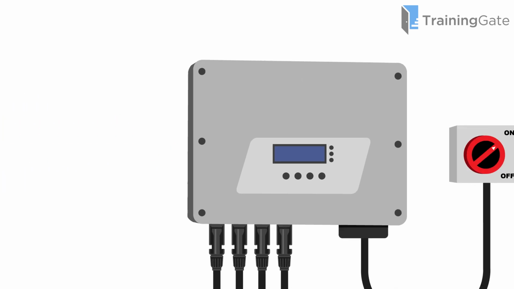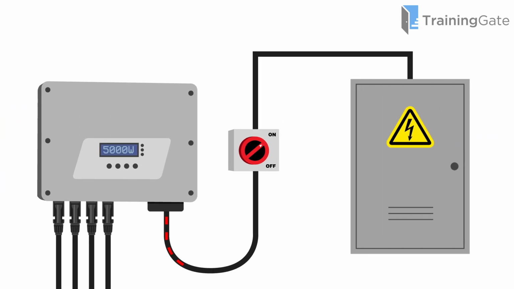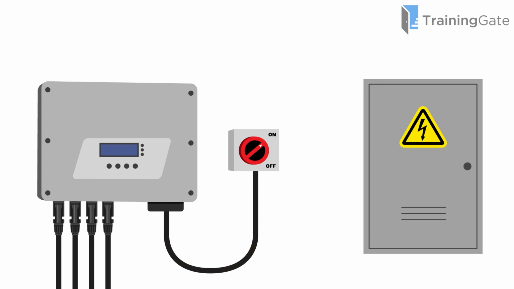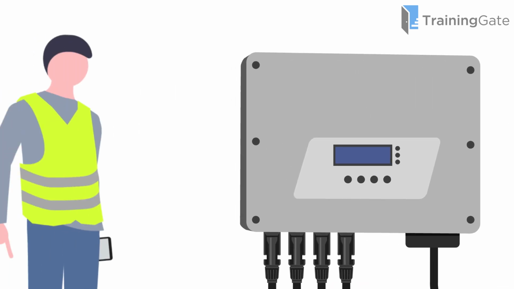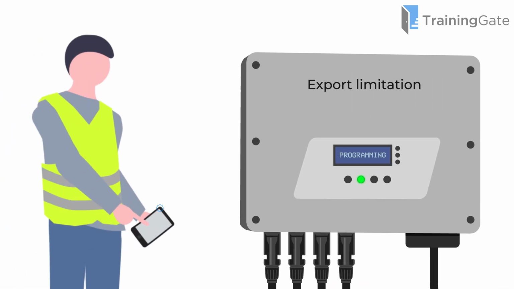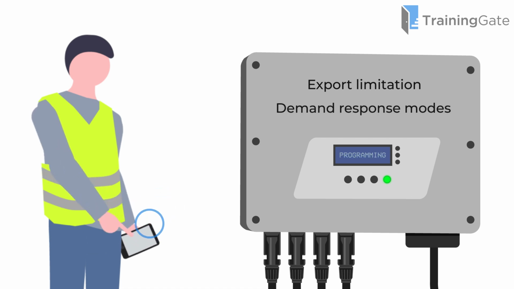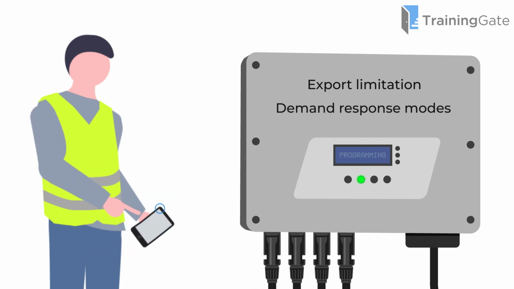A grid interactive PV system can also control the flow of power by adjusting the output to match the demand from the load and the grid. The inverter can be programmed to vary its output based on the specific requirements, such as export limitation and demand response modes, typically specified by the local DNSP.